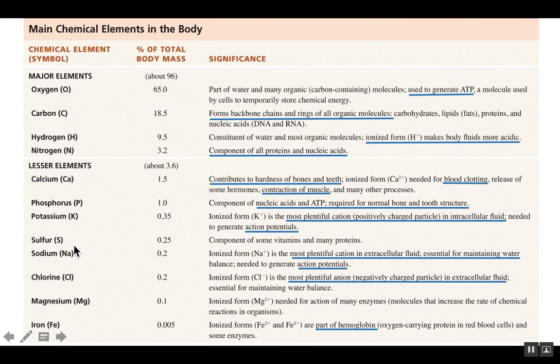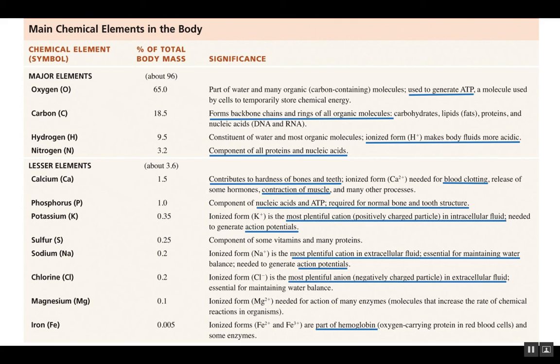Sulfur is extremely important. Sodium is very important for fluid. It helps us maintain fluid balance. It's also important for action potentials in the nervous system. Chloride is a negative ion. We call those anions. It's found often with sodium. So wherever you have sodium, you typically have chloride. And then magnesium, iron. You may have heard of iron as far as its importance in oxygen transport in the blood. It's part of our hemoglobin protein.